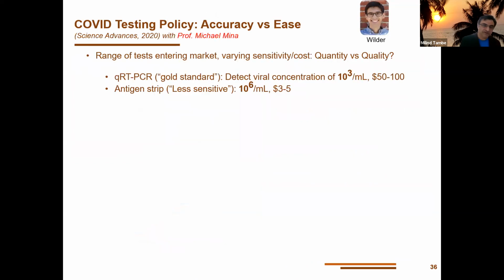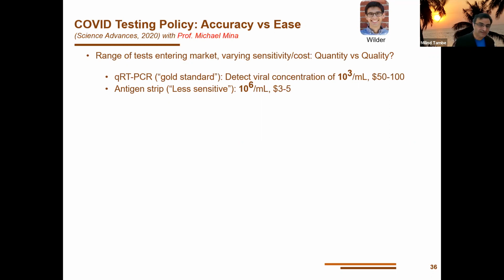But I wanted to just briefly cover this work with COVID testing policy, which has perhaps been the more influential of the work we've done with COVID. And this is work done with Professor Michael Mina, who's been spearheading this effort for rapid COVID testing in the United States. So there are a range of tests that have entered the market with varying sensitivity and cost. The PCR test detects low viral concentrations of 10 to the power 3, but has a higher cost. And it takes a day or so to get results back. And there are these antigen strips that Michael has been advocating tirelessly over the past year to be made available to everybody. It requires a higher viral concentration, but has a lower cost, and we get results back quickly.